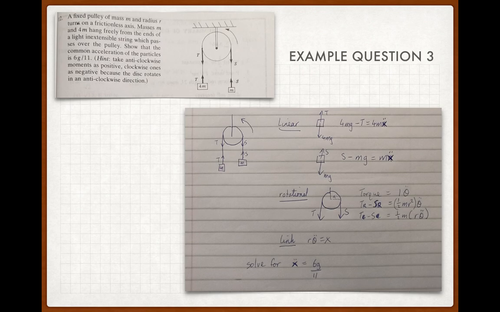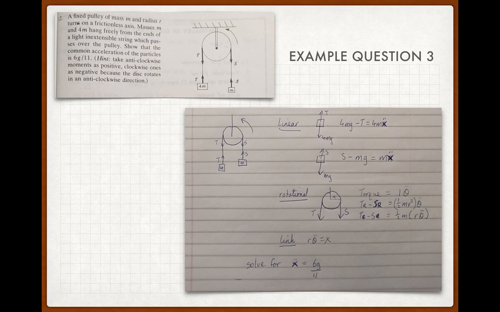So we treat this like a normal connected particles question, except we have different tensions and we also have to take into consideration the rotation of the pulley. So look at it linearly first of all, and you get 4mg minus T is equal to 4ma, S minus mg is equal to ma, the a being x double dot again. That's for the two particles.